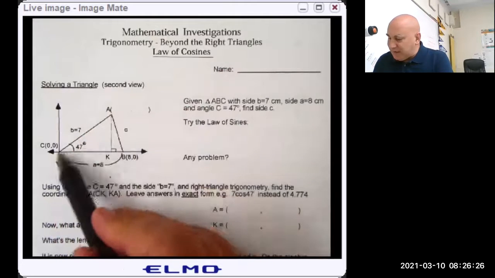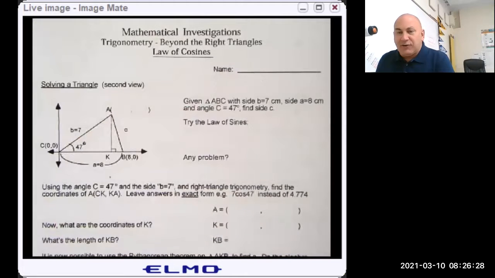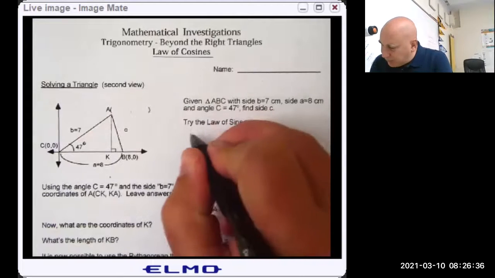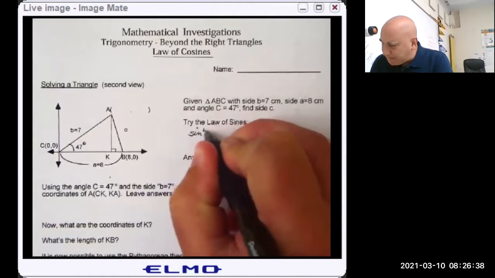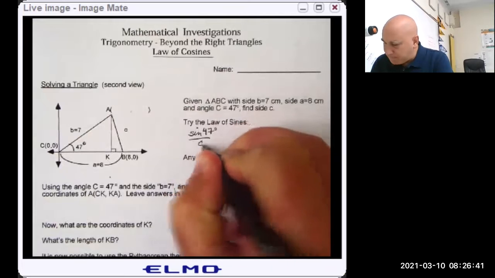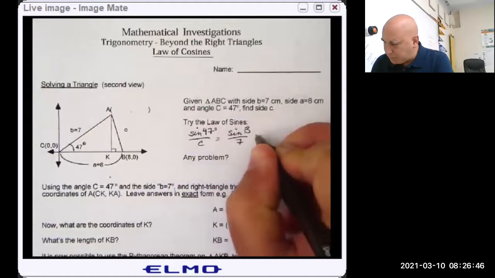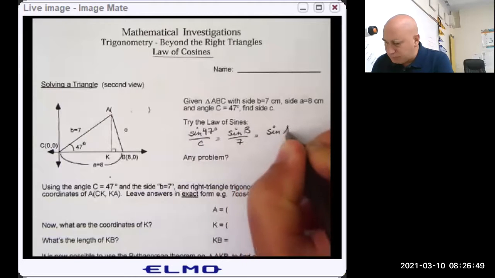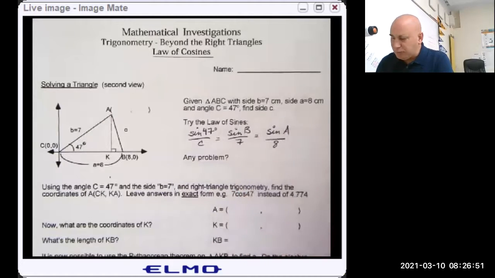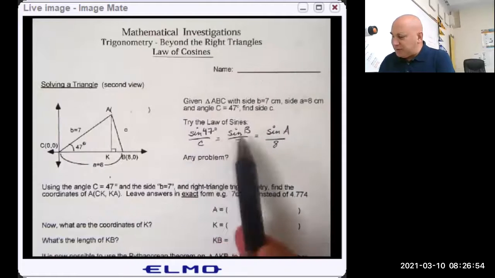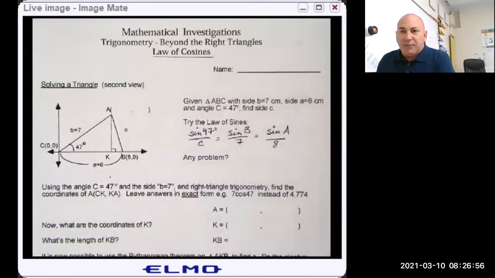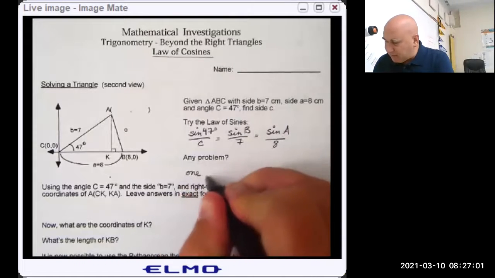Now you notice we have side, angle, side. And I told you at the law of sines, you can't use the law of sines when you have side, angle, side because you don't have the ratio. And we'll show that right here. You see there's one missing one in each ratio. So we can't do the law of sines.